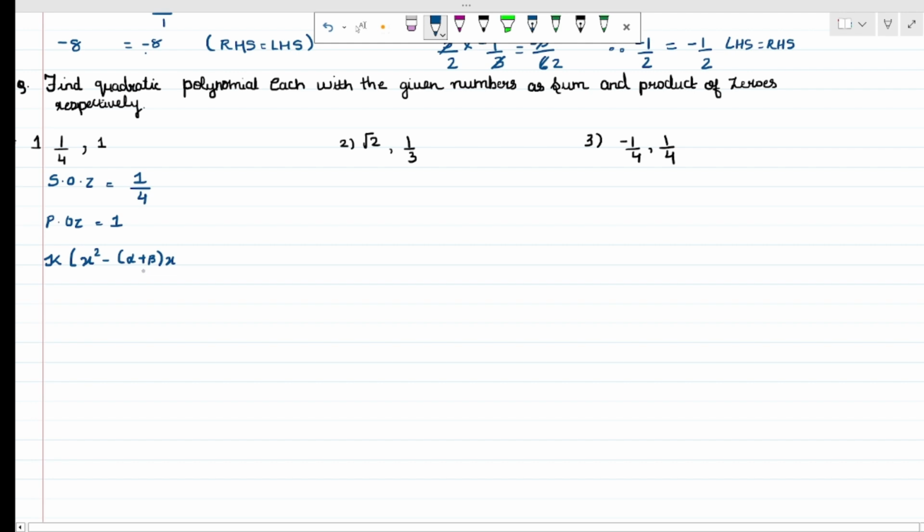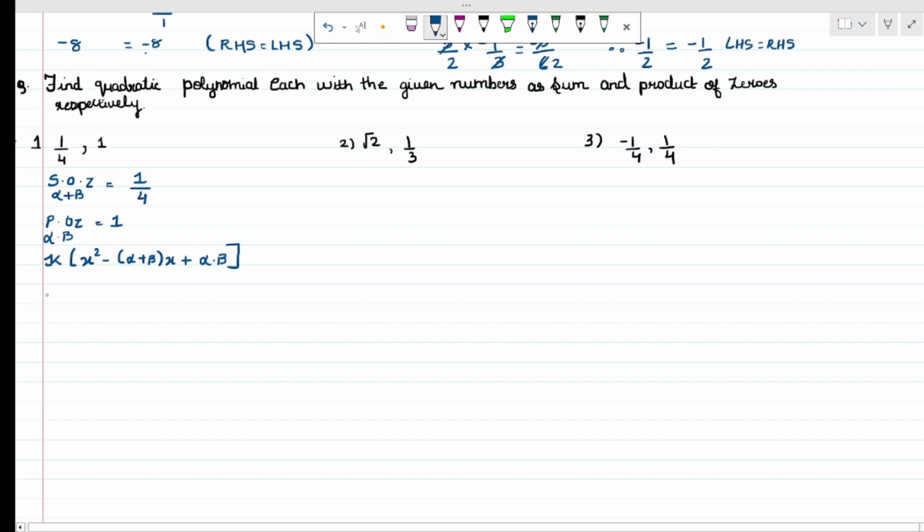Now what is this alpha plus beta? My alpha plus beta is my sum of zeros, plus alpha into beta. That means what is this alpha into beta? My alpha into beta is this POZ, that means product of zeros. Again, learn this formula. What is the formula? k bracket x square minus sum of zeros x plus product of zeros. Again, k x square minus alpha plus beta x plus alpha into beta.